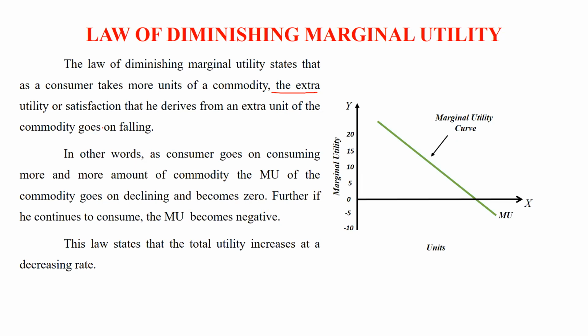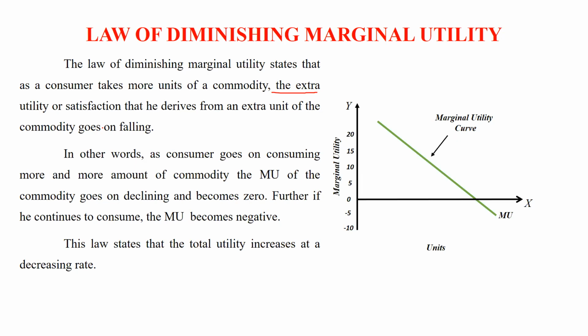As I had given you one example, if we are consuming the first chapati when we are hungry, that will give us the highest satisfaction or utility. When we are taking the second one, that will give satisfaction but less than the first chapati. When we are consuming the third chapati, that will give satisfaction but less than the second. And after that, the next chapati gives less than the third one, then the fourth one, and so on.